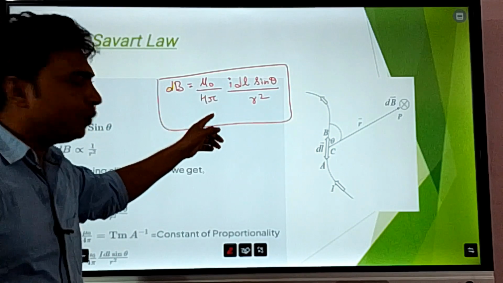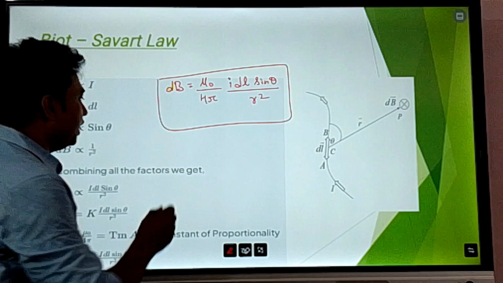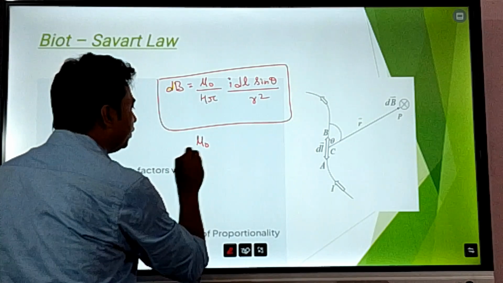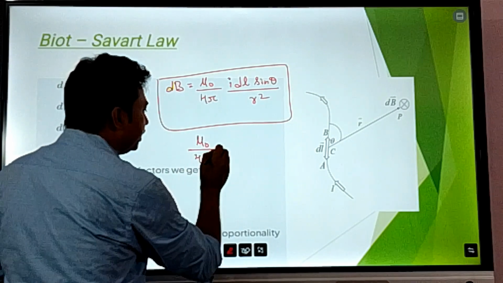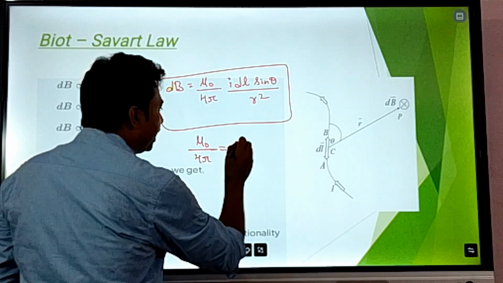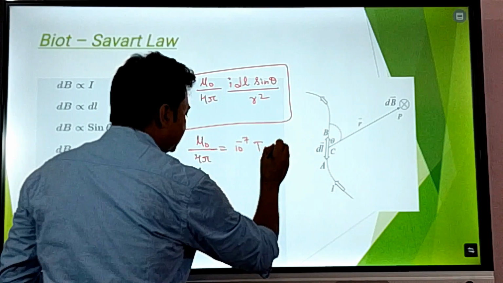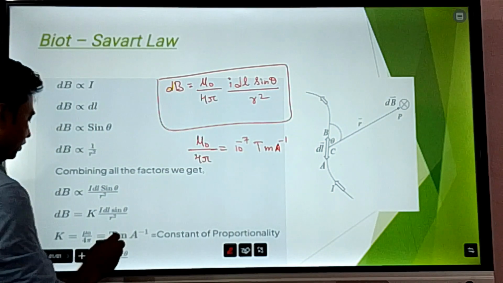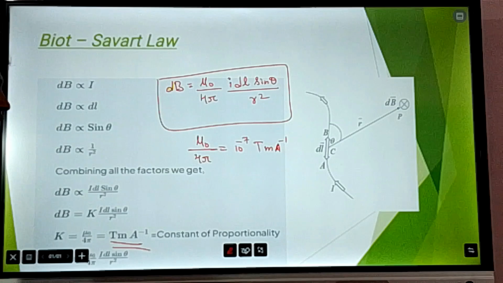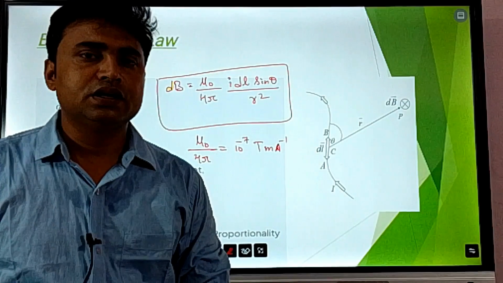Here mu naught by 4 pi is a constant, and its value is 10 to the power minus 7 Tesla meter per ampere. Mu naught is known as the permeability of free space.